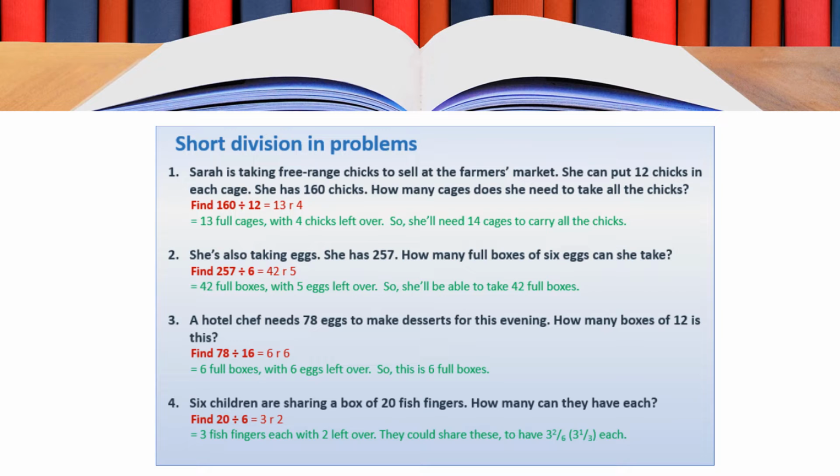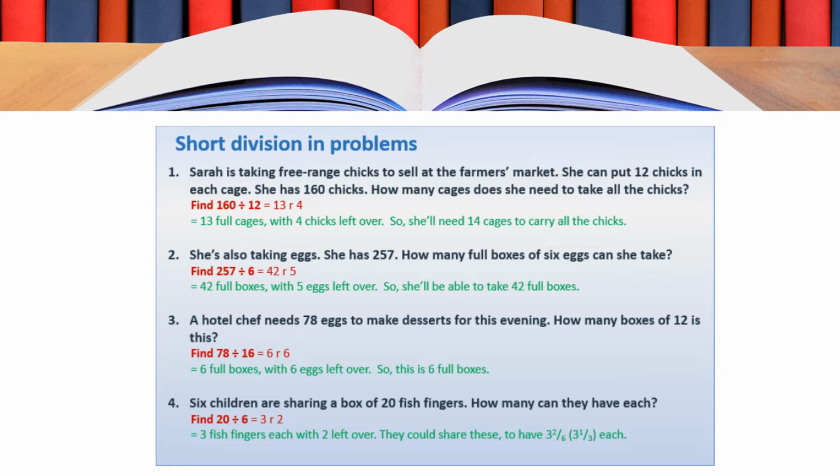Now in this example, because you were asked how many full boxes, the answer is 42, and you're just going to have 5 eggs left over and not worry about them. If they said to you how many boxes are needed to carry all of the eggs, you'd have to say 43 because you wouldn't leave 5 eggs with no box. But you were asked how many full boxes can you make, and the answer to that is 42. So hopefully you can see the difference between the first question and the second and what we did with our remainders.